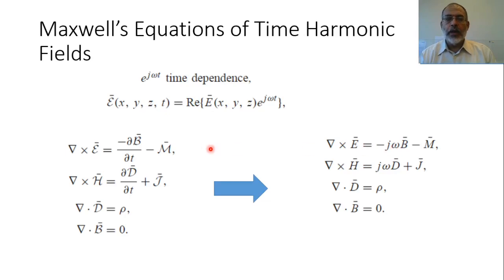In a similar way, curl H equals partial D by partial t plus J. In phasor form, it would be curl of the phasor H equals j omega times the phasor D plus J. Here, divergence D and divergence B would be the same because there is no derivative with respect to time. So this is the effect on Maxwell's equations in phasor form for time harmonic fields.